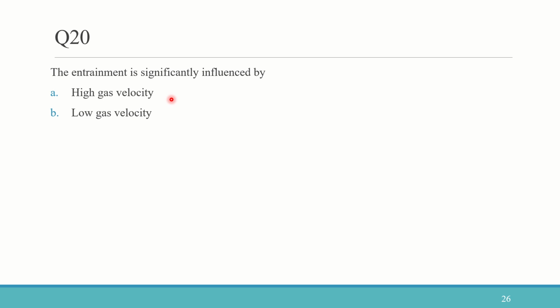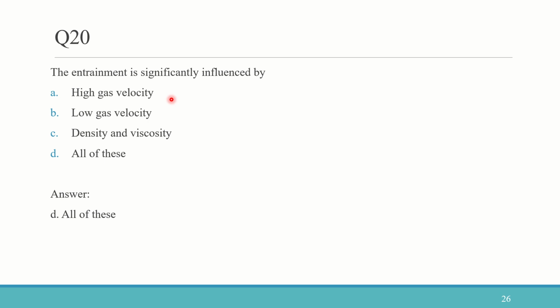And lastly, we are going to question 20. In question 20, the entrainment is significantly influenced by dash. Option A, high gas velocity. Option B, low gas velocity. Option C, density and viscosity. Option D, all of these. All of these is the answer, I guess.